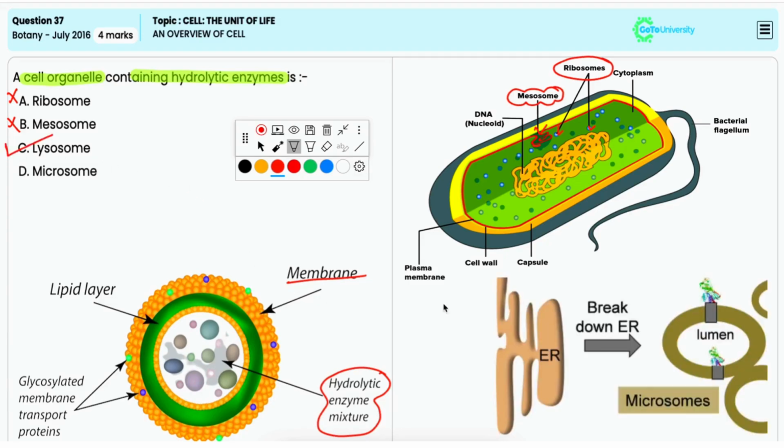Option D, microsome. It is also incorrect because microsomes are fragments of the endoplasmic reticulum and are involved in enzymatic activities like drug metabolism, but they do not contain hydrolytic enzymes.